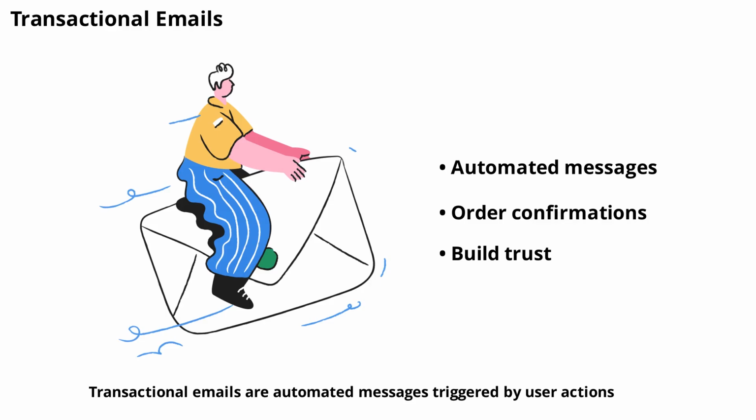Transactional emails are automated messages triggered by user actions, such as order confirmations or password resets. Mailchimp allows businesses to set up and manage these emails, ensuring timely and accurate communication with customers. These messages are essential for building trust and providing a seamless customer experience.